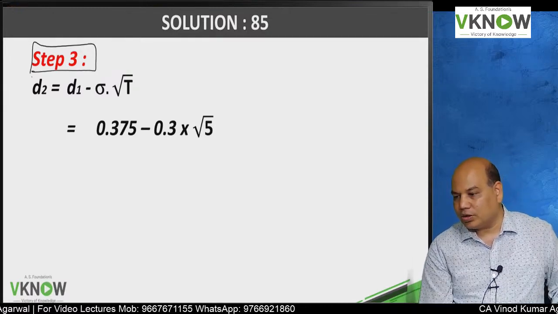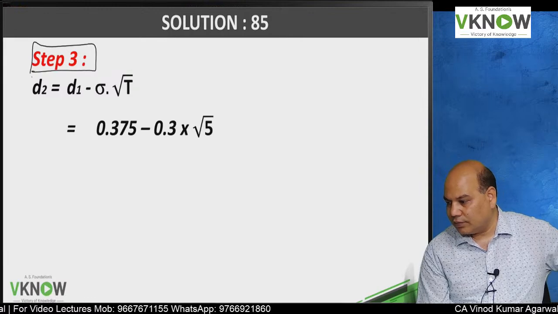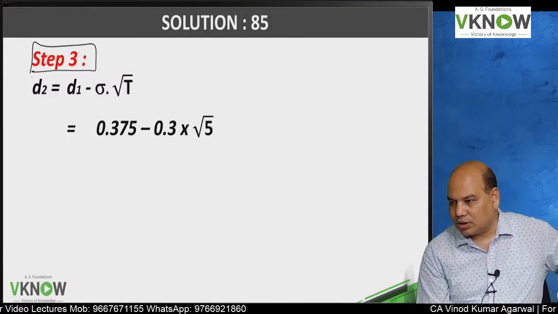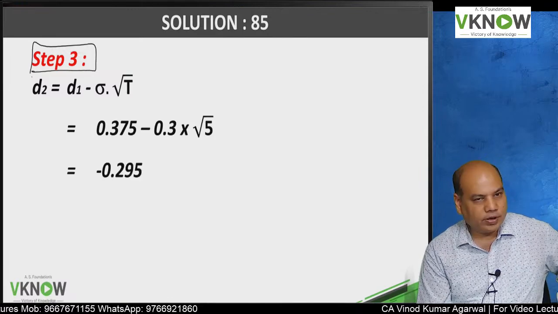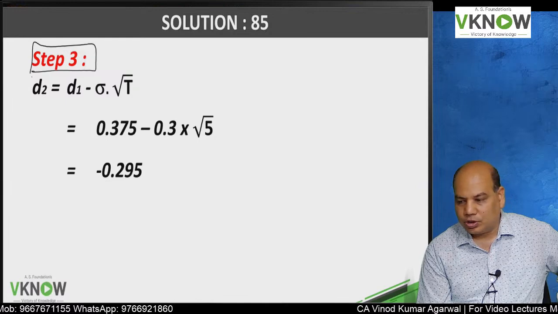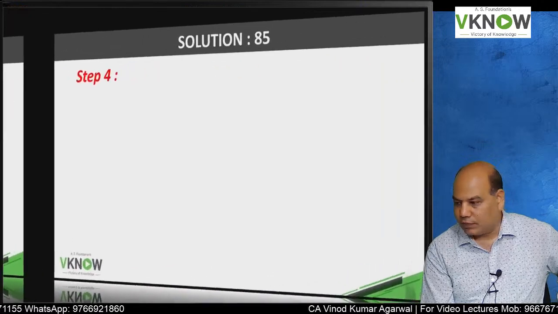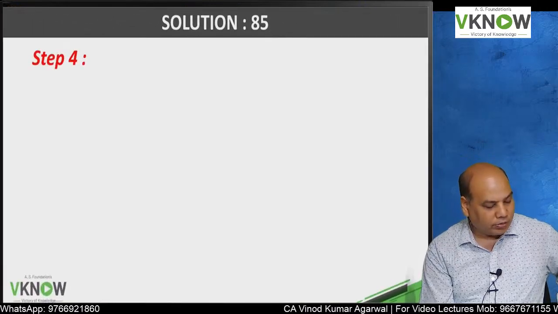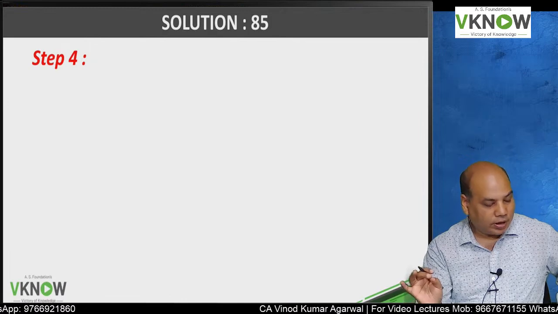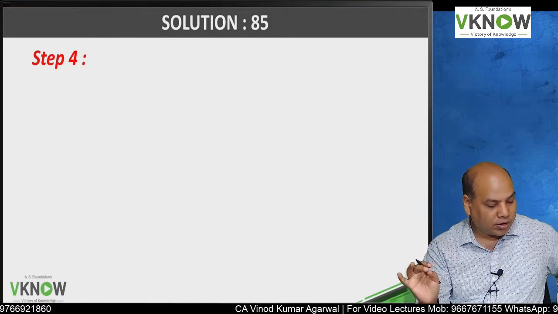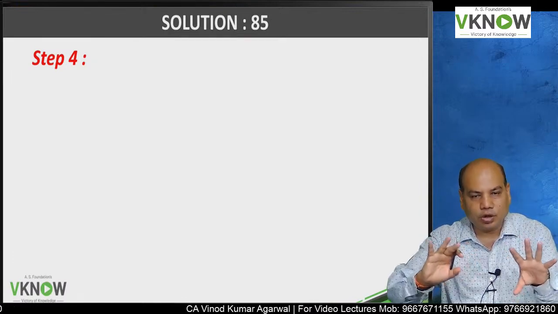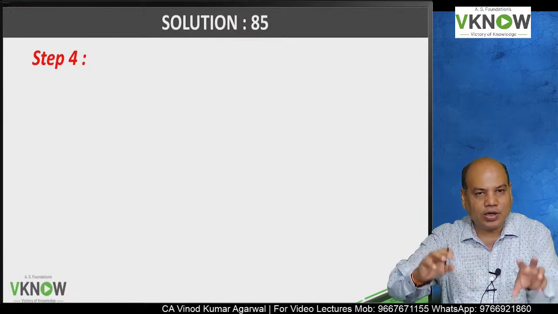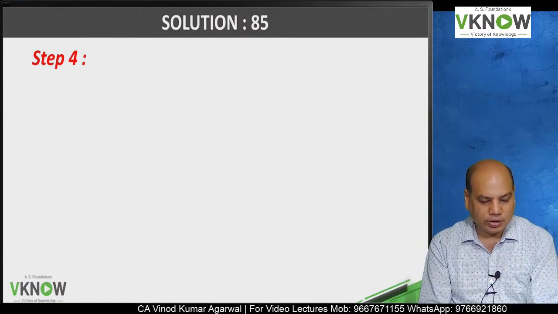0.375 minus 0.3 into under root 5. Yes, answer now. Little fast. Minus 0.295. Is it minus 0.295? That is why in the question also they have written ND2 minus 0.295 value. So good thing is that you don't have to refer normal table. Exactly the value that I want is given in the question.